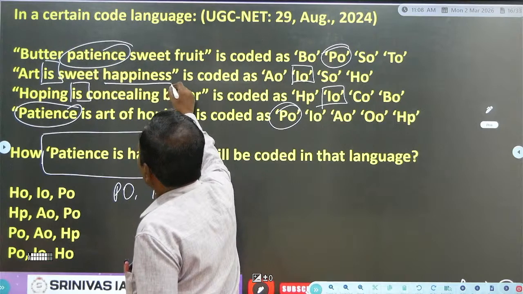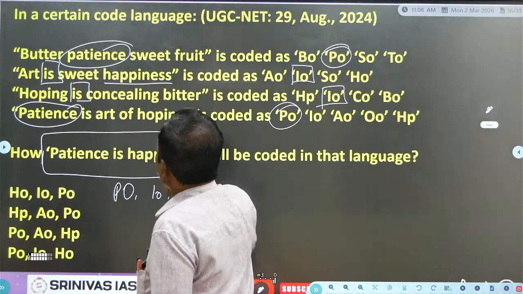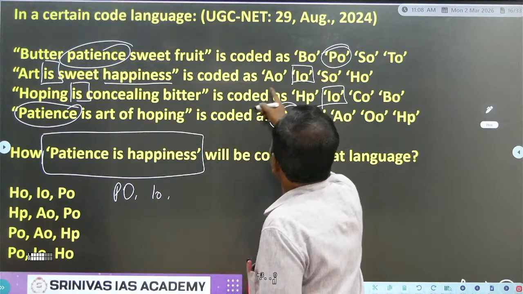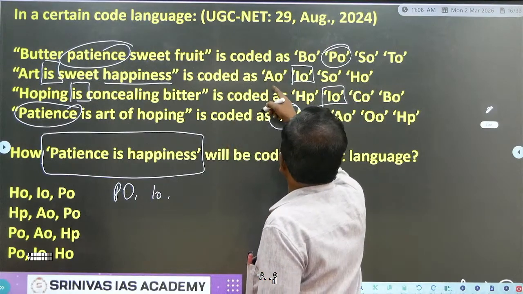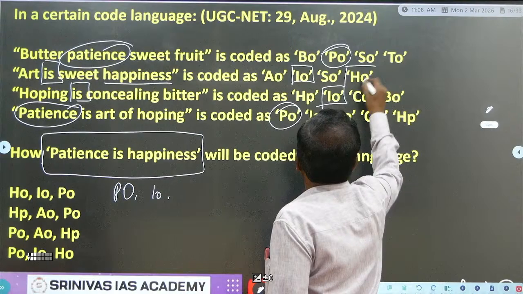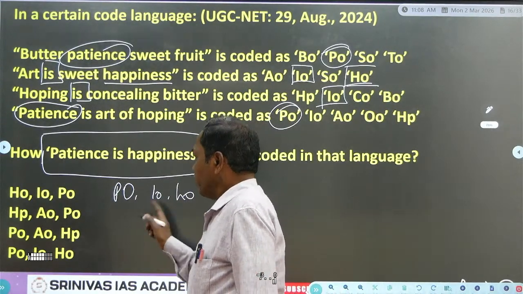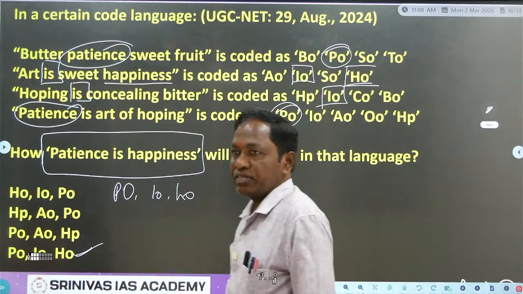See, second group we can see. I think we can't see anywhere else. Happiness is the first, second, third, fourth word. 1, 2, 3, 4. HO you can take. HO. PO, LO, HO. That's right. Okay.